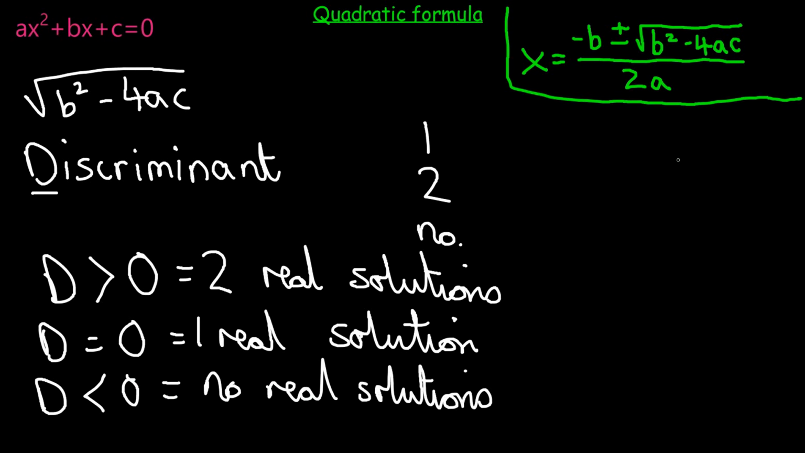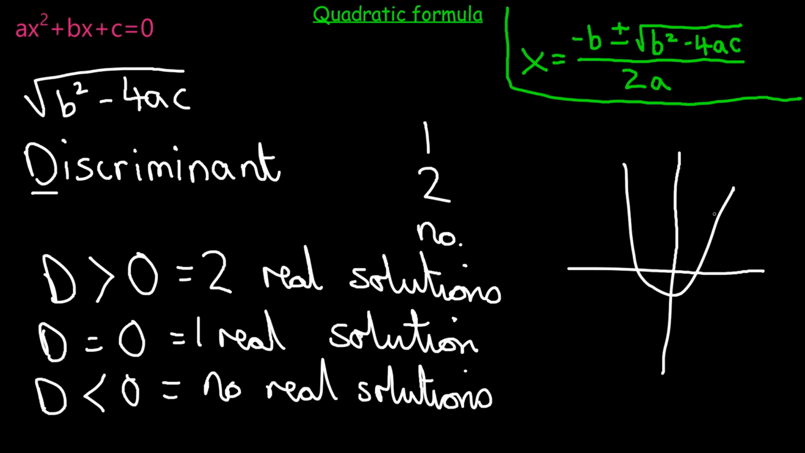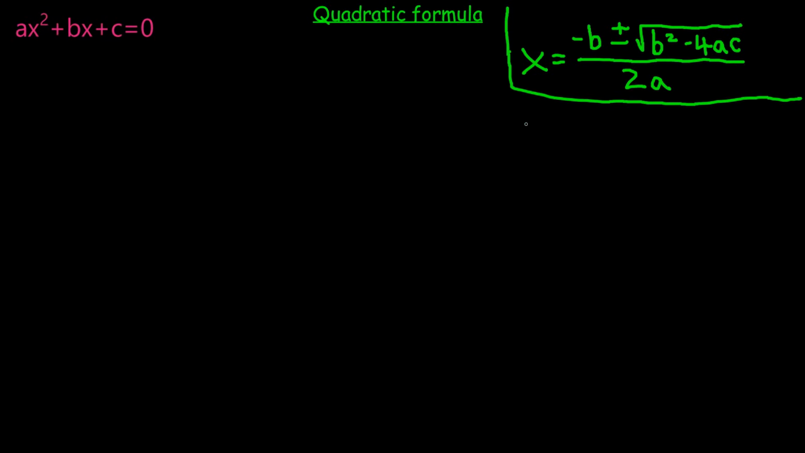This just means when you have a graph like this, so you have a parabola like that, there is one solution here, one solution there, and if you have a parabola here and it just touches the graph there, then you have one solution. And if you have a parabola like this and it doesn't cross the x-axis, doesn't touch the x-axis, then there are no real solutions. Now let's have a look at one more.